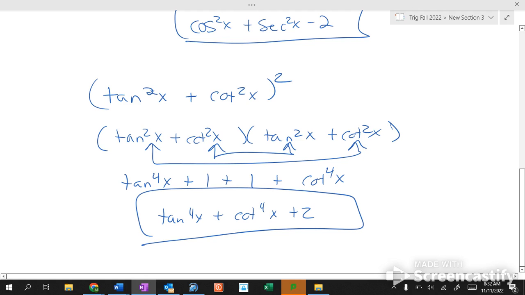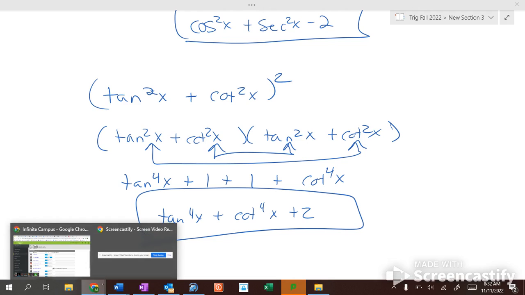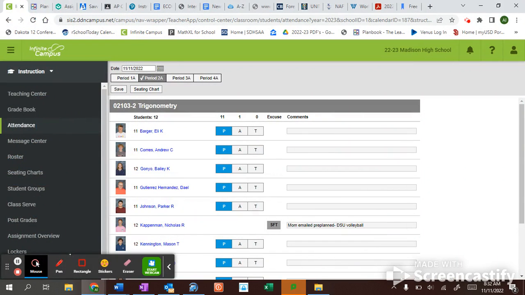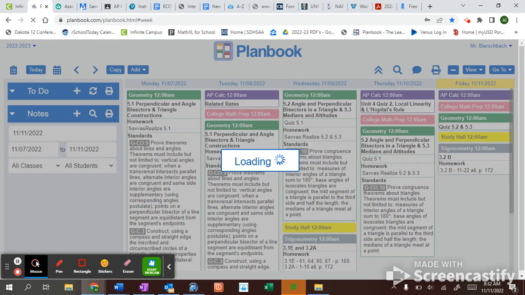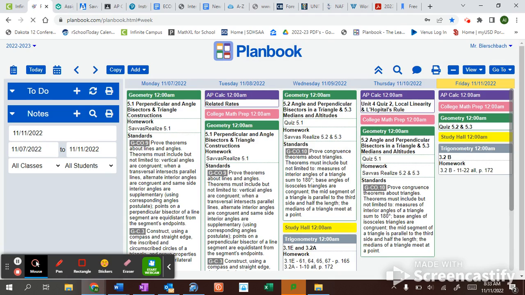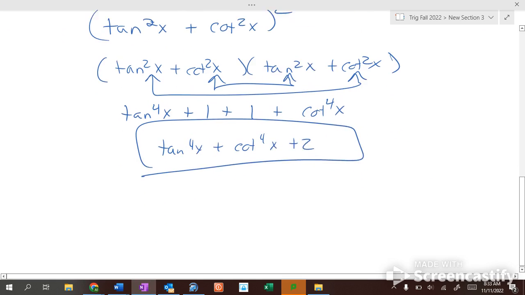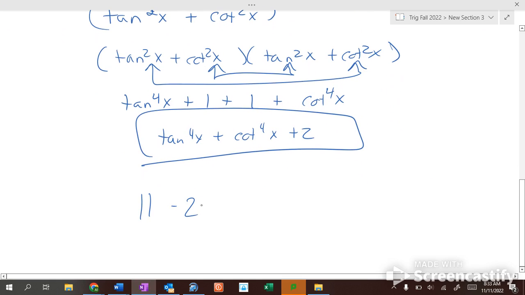So all we're doing today is FOILing. All we're doing is FOILing. So let's look at 11 through 22, all, page number 172.